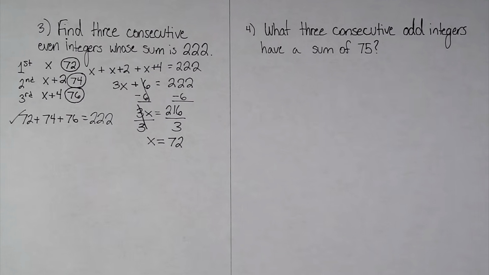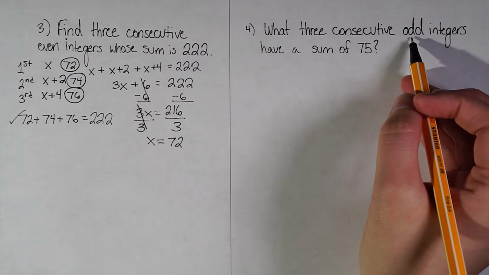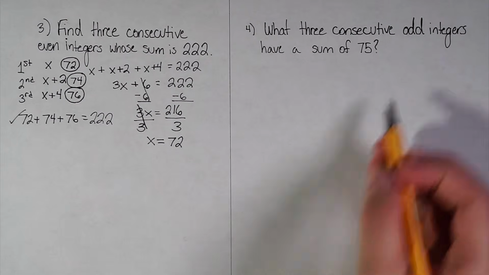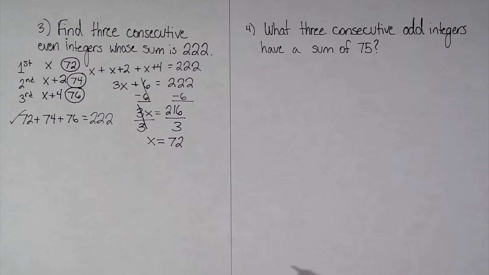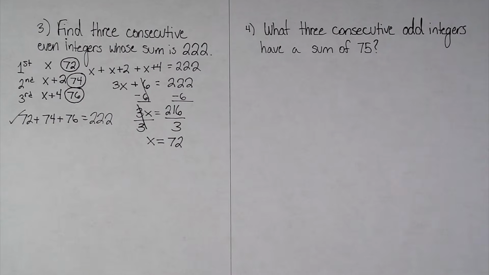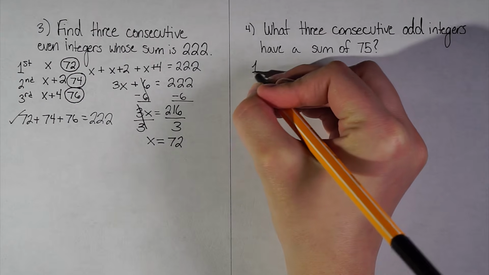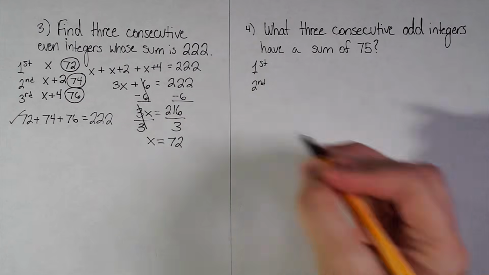Let's look at example number 4. What 3 consecutive odd integers have a sum of 75? This actually works very similar to our problem that we just did. Pretty much the same, only instead of having even numbers, we're just going to have odd numbers. So let's set this up. I've got 3 numbers, so I have my first, my second, and my third.